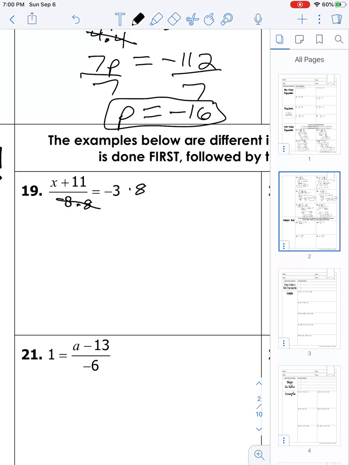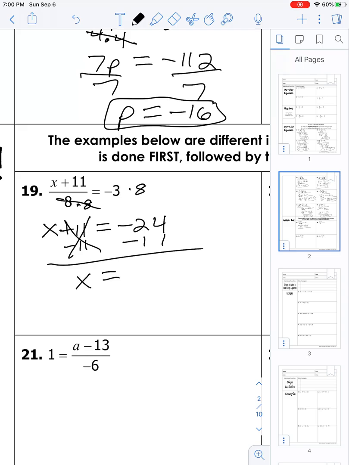So that cancels out. Okay, I drop down the x plus 11, and then negative 3 times 8 is negative 24. And then it just becomes a one-step equation. Okay, I need to get rid of the 11. It's a positive 11, so I'm going to subtract it to the other side. That cancels out. X drops down. Be careful with your negatives. Negative 24 minus 11 is negative 35.